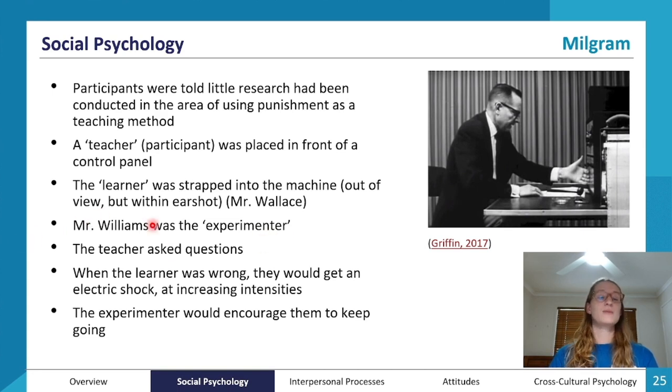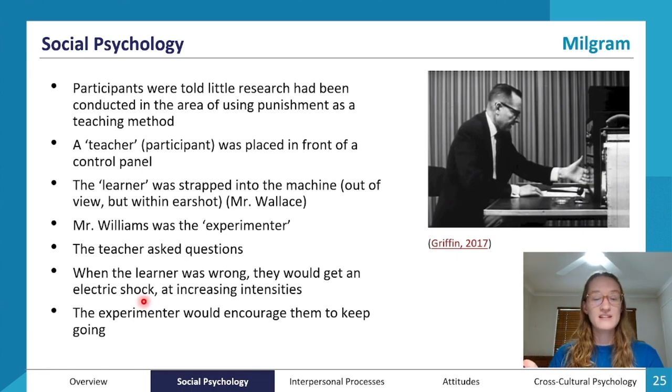So Mr. Williams was pretending to be the person running the experiment. Our experimenter would be interacting with the teacher, the participant. So like I said, when the learner got the wrong answer, they would get an electric shock.